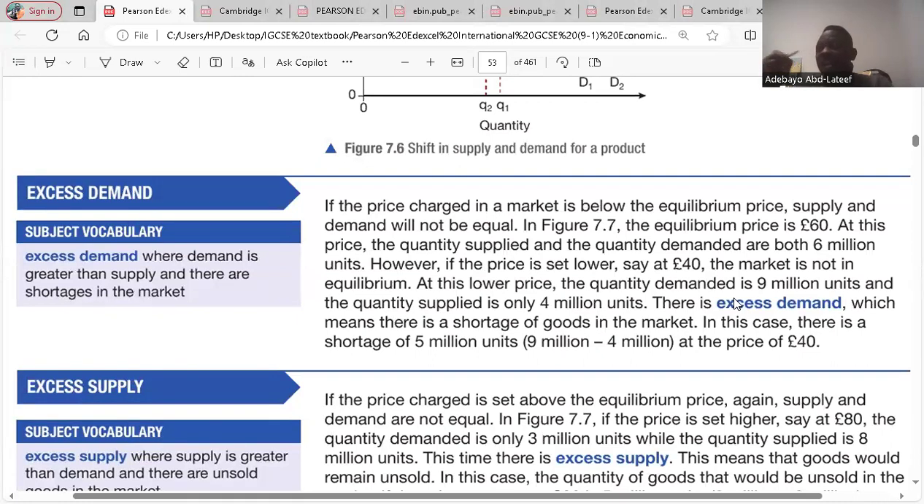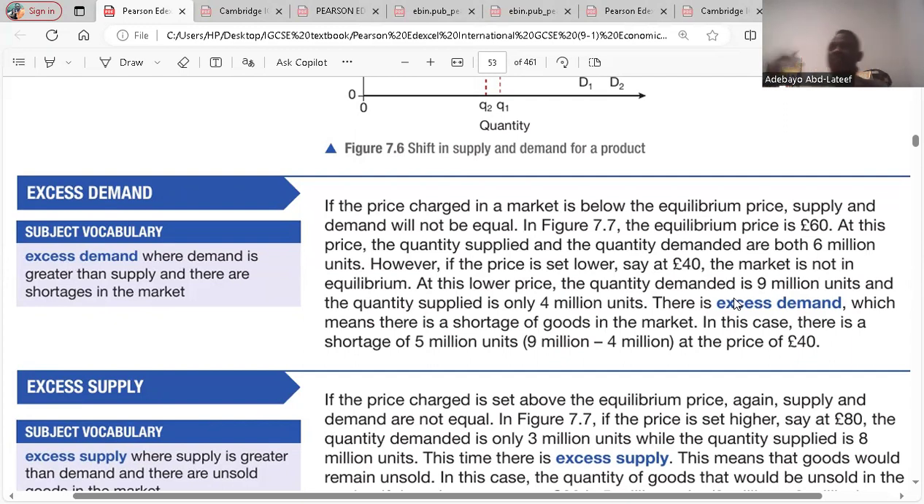So if the price charged in the market is below the equilibrium price, it means consumers have more reasons to buy further. The affordability for consumers increases. As a result of that, they want to buy more. Remember the law of demand: the lower the price, the higher the quantity demanded.